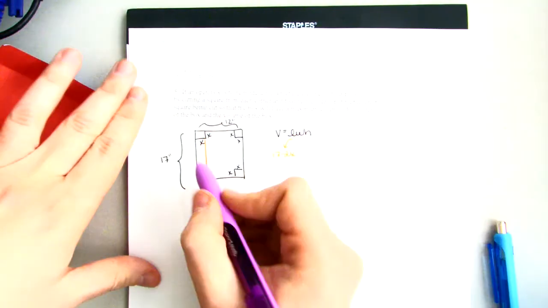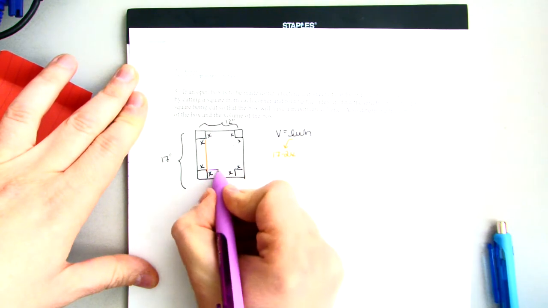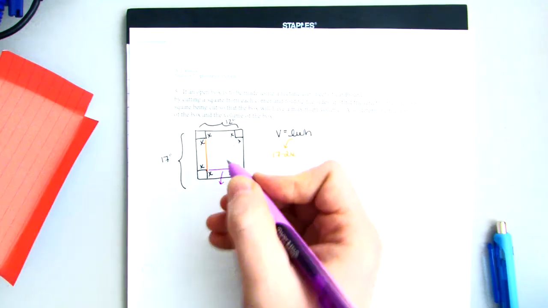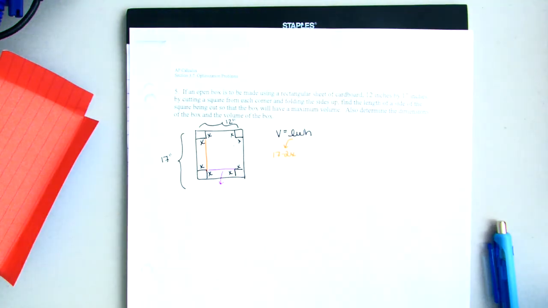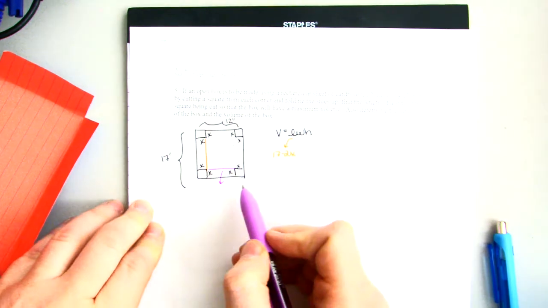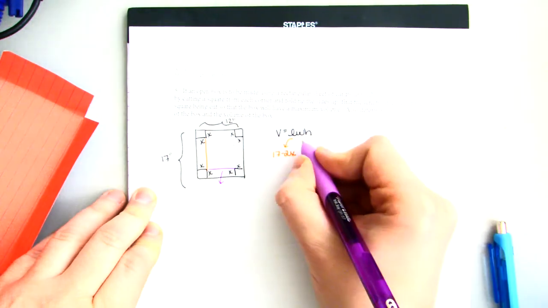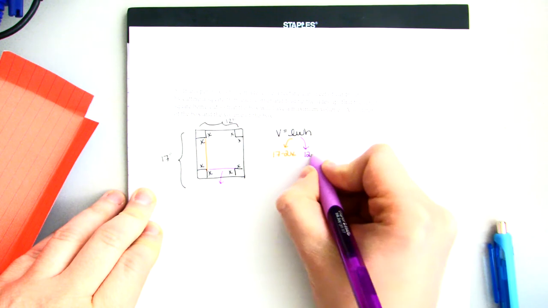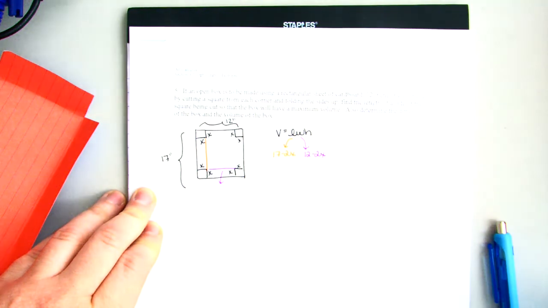The width of my box? Well, let's see. What is this width over here? What is this dimension over here? What is that dimension going to be? The entire side was 12. I'm taking away x and another x. My width is going to be 12 minus 2x.